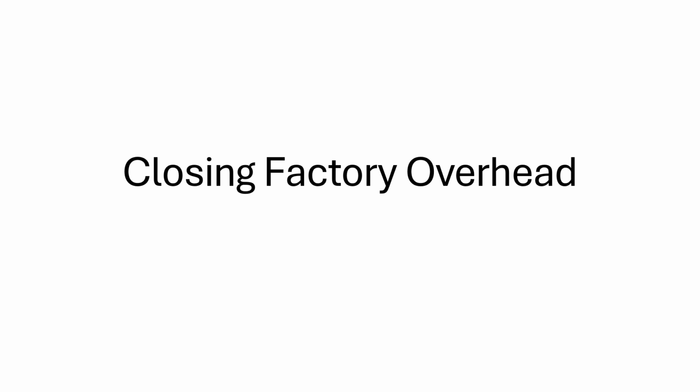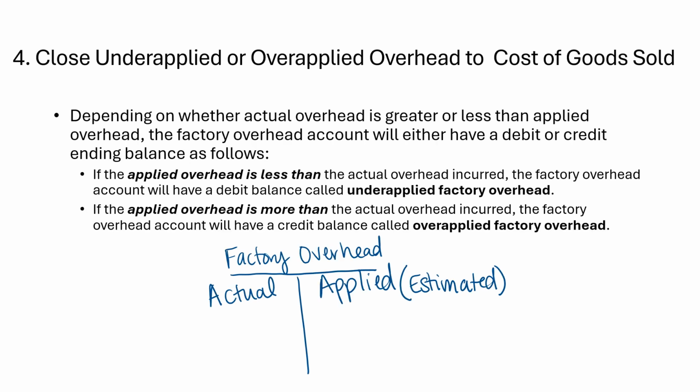Closing factory overhead. We have to close the overhead account because it is just a temporary account. Remember that when we estimate overhead, we have the predetermined overhead rate. We multiply that by whatever the activity base is, like machine hours, and we get the estimated amount of applied overhead. When we do that, we credit factory overhead.